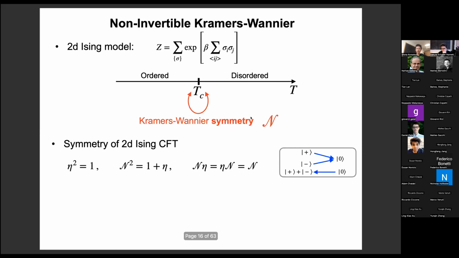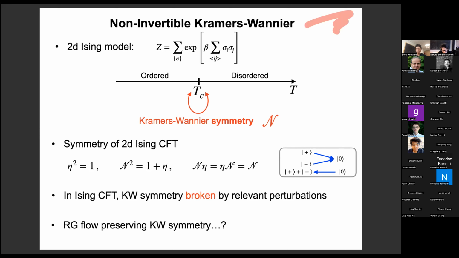This weird feature carries over also at T equal T_C, and this can be summarized as this kind of fusion category, which is often called the Z2 Tambara-Yamagami category, and which satisfies these fusion rules, where eta is a Z2 symmetry and N is the Kramers-Wannier symmetry. And you can actually check that this fusion rule is consistent with this map.